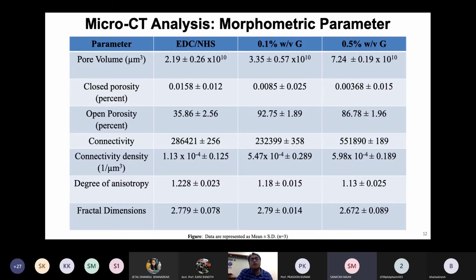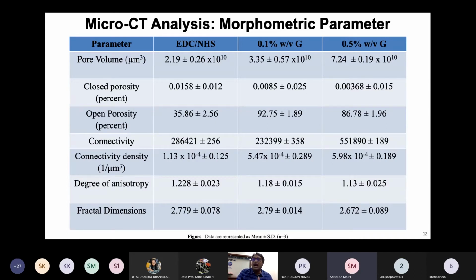Another important feature I want to discuss here is the porosity. Whenever you develop a gel, you get pores. Sometimes pores are closed at the end, and some pores are connected to each other and give the continuity of the porosity in the entire system. So if you look at the percentage of porosity, you see the 0.5% graphene has the lowest percentage of closed porosity compared to EDC and NHS. However, it is not too low, and not too high as well. But comparatively, the graphene is further enhancing the open porosity.